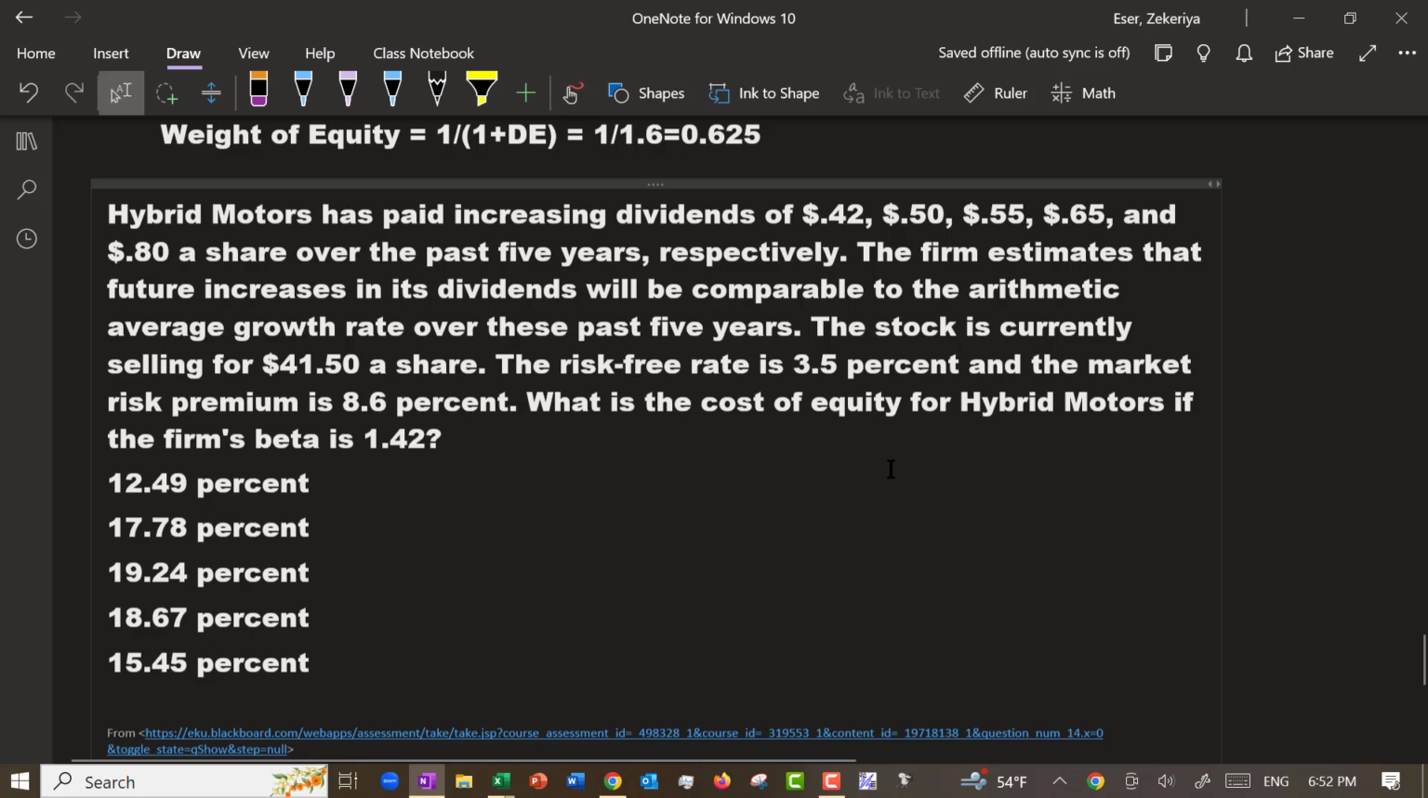They have paid increasing dividends of 0.42, and so on. Over the past 5 years, the firm estimates that future increases in its dividends will be comparable to the arithmetic average growth rate over these past 5 years. The stock is currently selling at $41.50 a share. You know the risk-free rate, you know the market risk premium. What is the cost of equity?